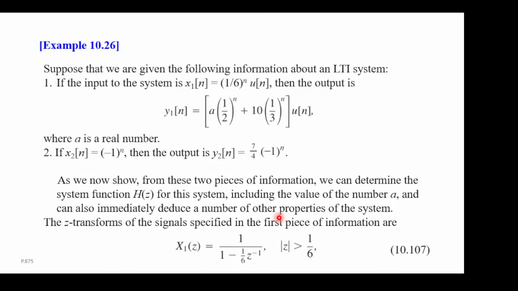So the next example is we are trying to get the system function from the information given in this question. So we have two pieces of information, basically two input-output pairs. The first one is the input being this function we know very well, 1 over 6 to the n u of n, and the output we don't totally know. The output has some arbitrary real a here: a times 1 over 2 to the n plus 10 times 1 over 3 to the n, times u of n. And the other input-output pair is the input being minus 1 to the n, and the output is 7 over 4 times minus 1 to the n.